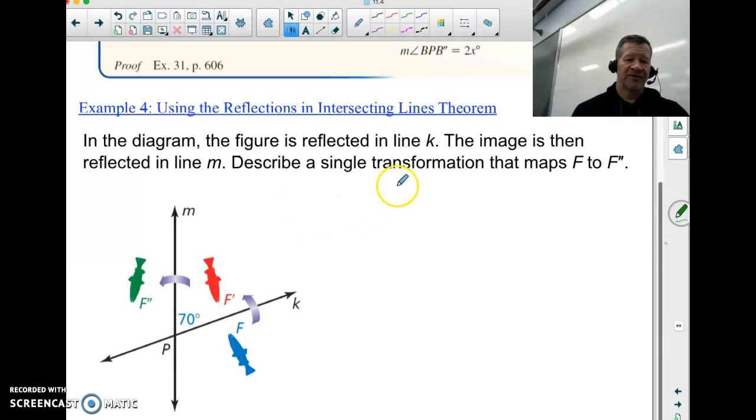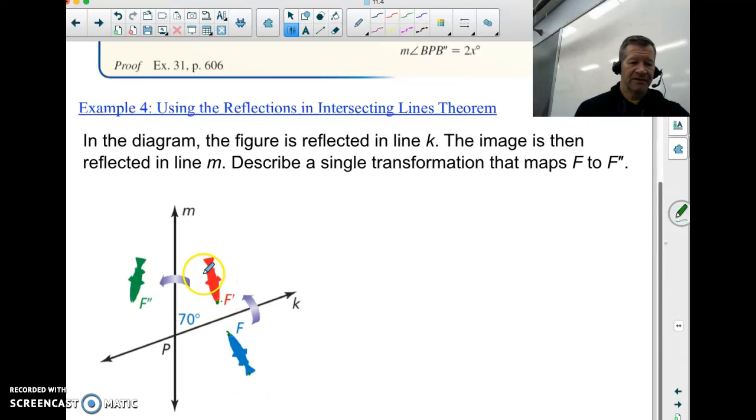So in this diagram, the figure is reflected in line K. Now it looks like a fish. So if I take the fish and reflect it in line K, so just flip it over, notice the tail of the fish flips all the way to the top. The mouth is the same distance away from the line as it was to start with. The tail of the fish, same distance away.